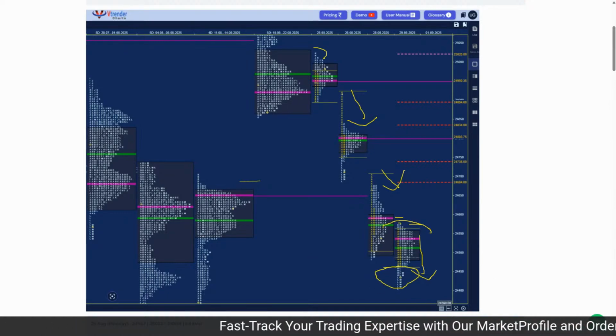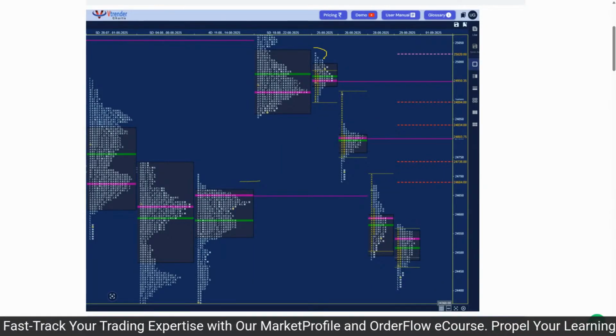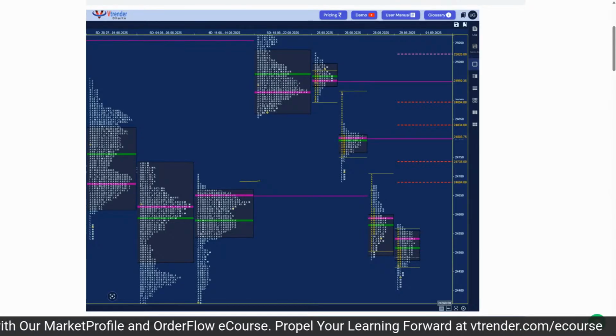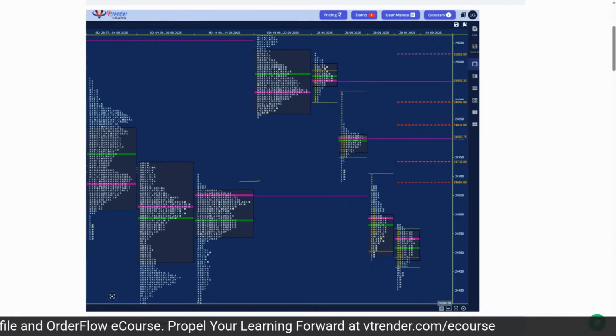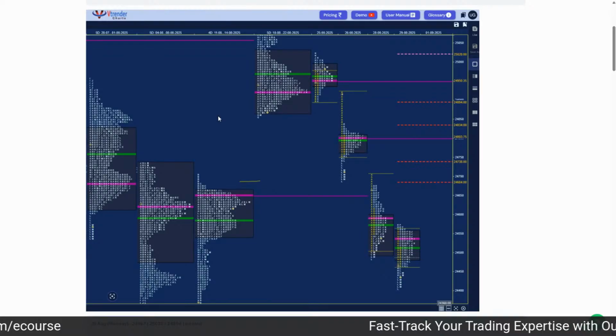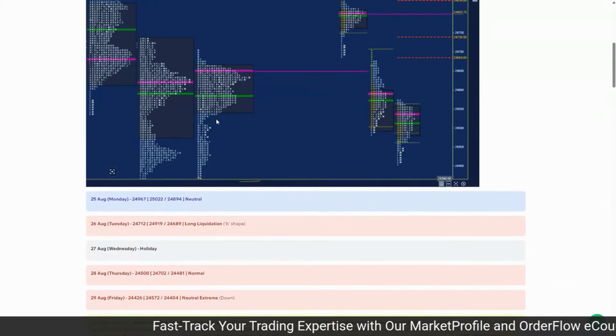A neutral extreme is not known to give follow-ups, and that is the reason we were a little skeptical to carry shorts on Friday. Why? Because not just the daily, but the weekly and the monthly, all of them were closing as a neutral extreme. So we had to watch what kind of volume, what kind of open the September month gives for us to get into a fresh bias.